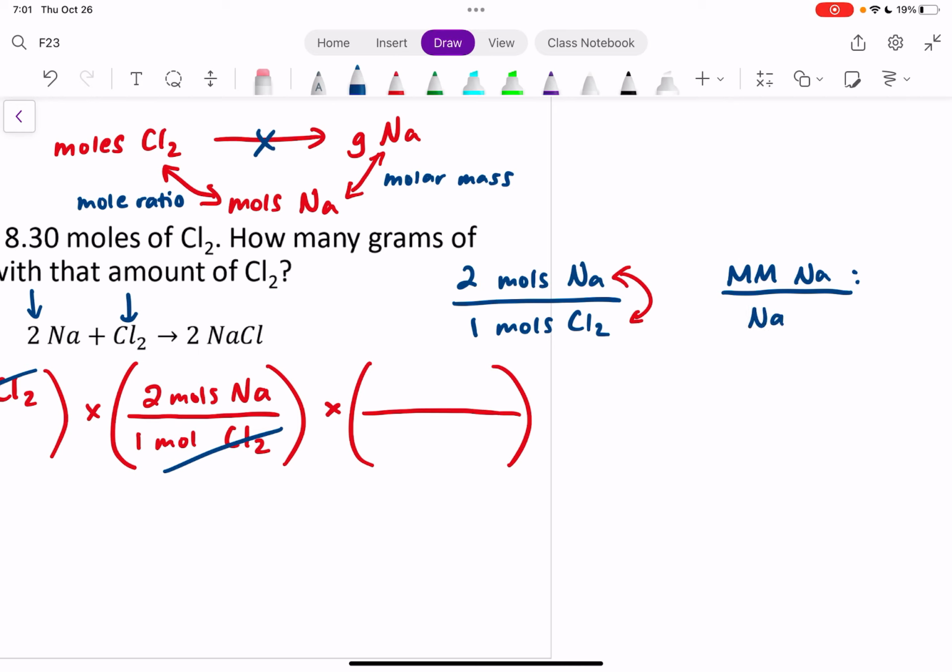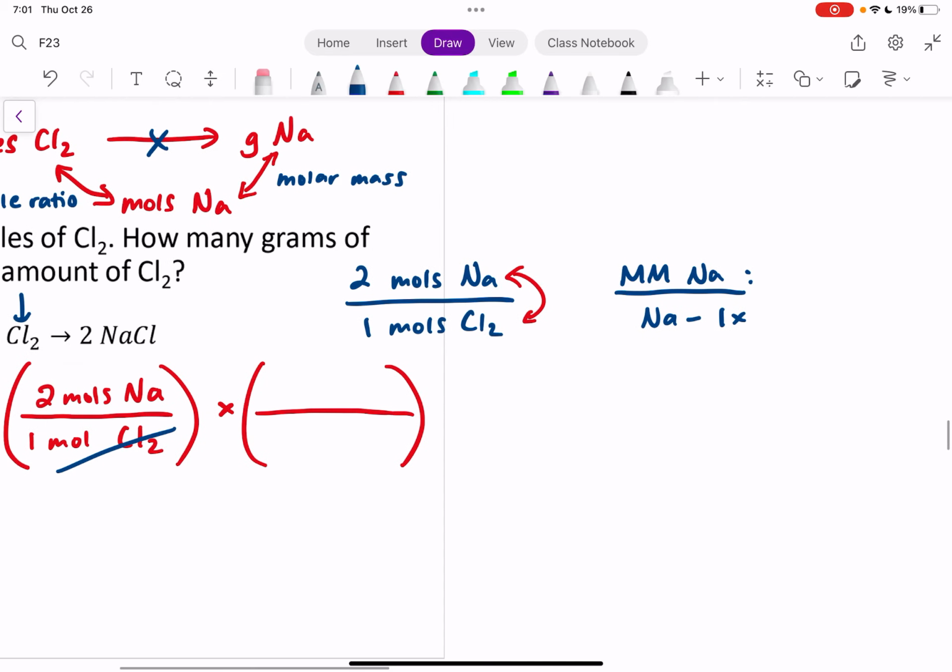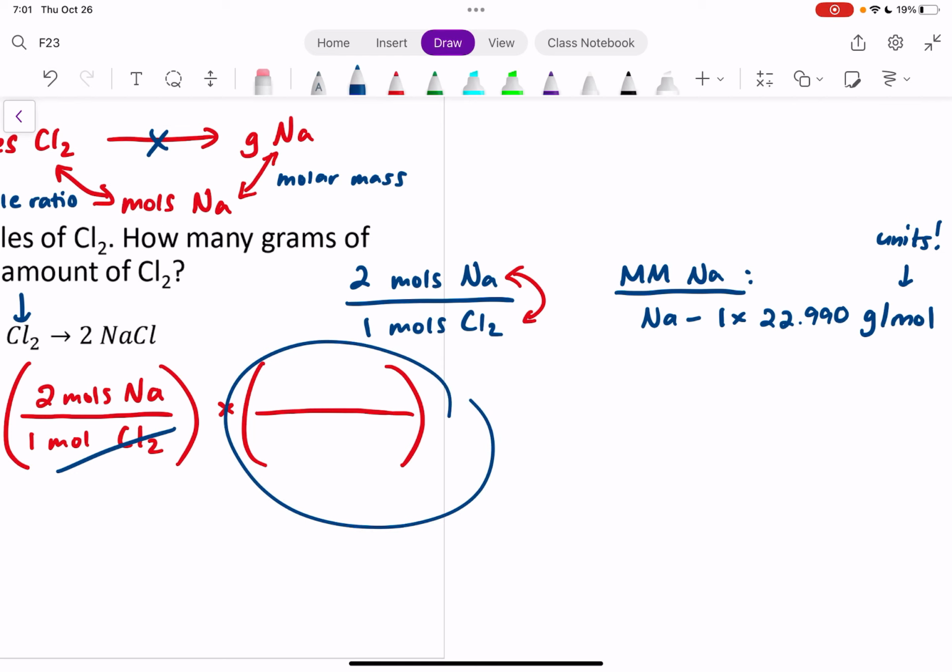So molar mass, Na, we'll just do that here. Well, we only have one Na atom, so I'm just going to put 1 times to multiply, but we're not really going to have to multiply because we only have 1. And that looks like 22.990 on my periodic table. Grams per mole, right? Don't forget those units. Those are really important because they're going to give you a clue as to how you're going to put that in this problem.